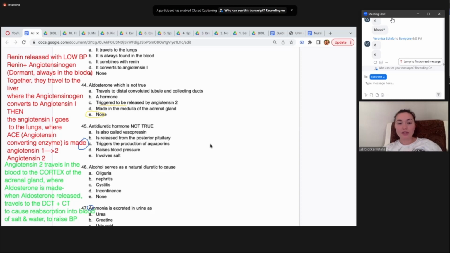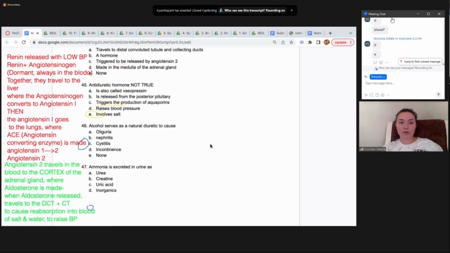So nephritis is like a diseased nephron. Cystitis is an inflammation of the bladder. Incontinence is not being able to hold your urine, right? Maybe you're bedwetting at night, or maybe you're an elderly person who has some type of neurological problem. You're incontinent. But alcohol is going to cause polyuria, so the answer there would be E.